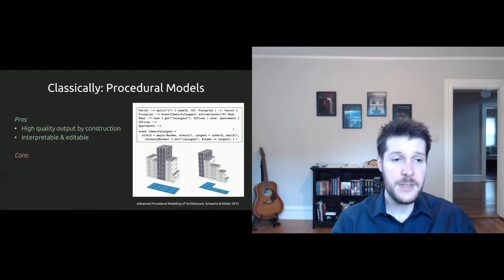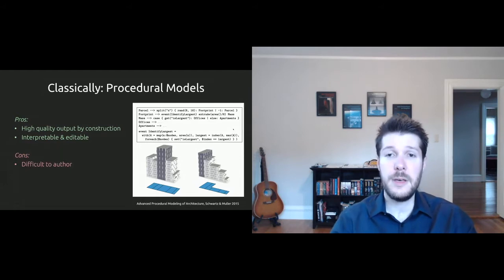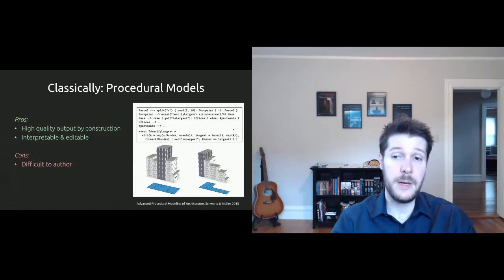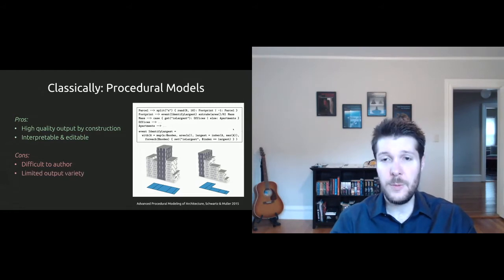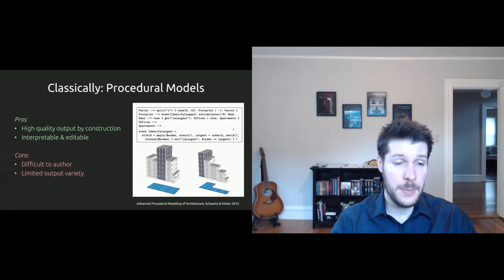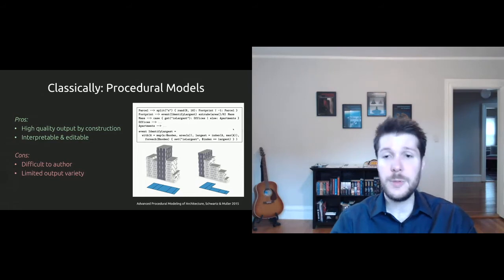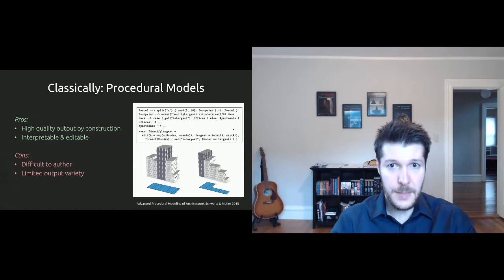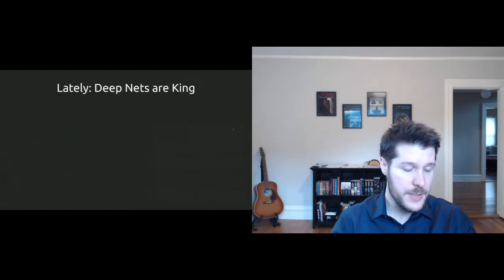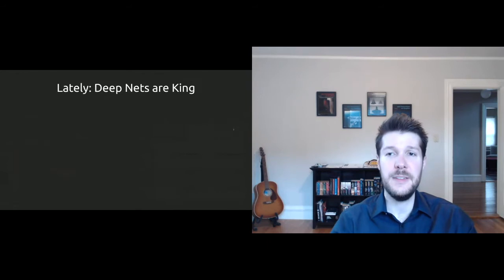But there are a lot of disadvantages as well. These are difficult to author. You need to be both an expert in geometry and also know something about how to program. And there's a limited output variety. It's difficult to write one program that captures all possible shapes, even all possible shapes within a particular object class. It's hard to think about how I could write a single program that could generate, for example, all possible automobile shapes. So lately, because of these limitations, deep neural networks have been the king in this space.